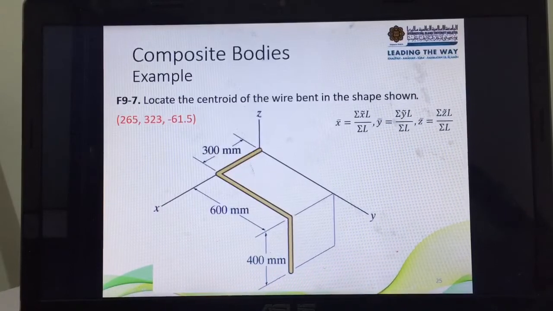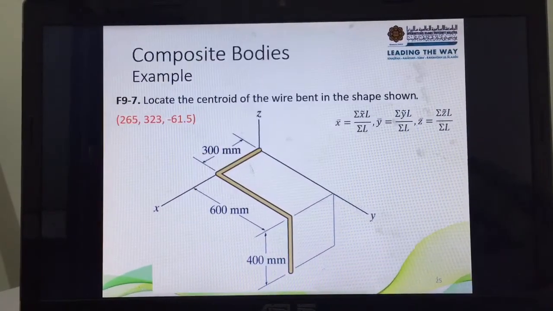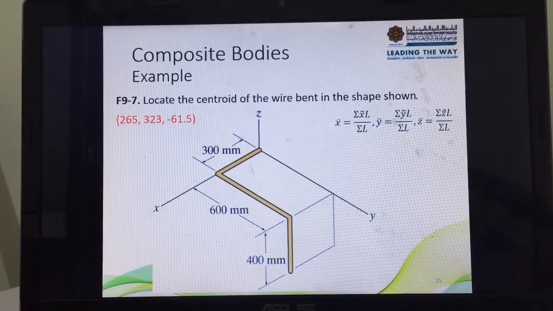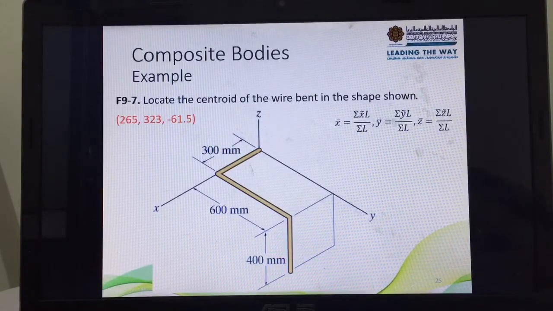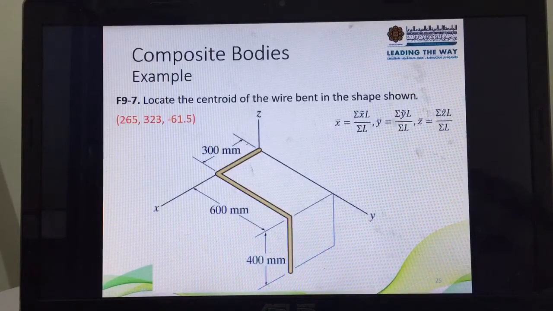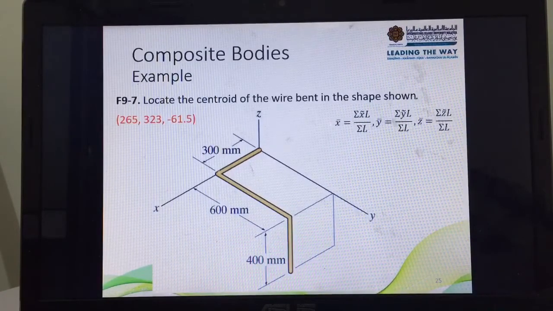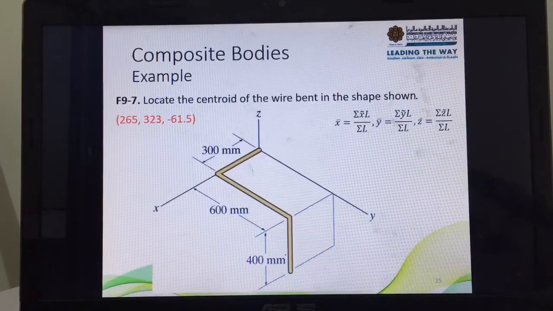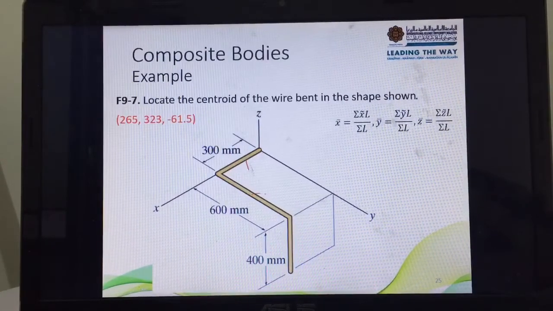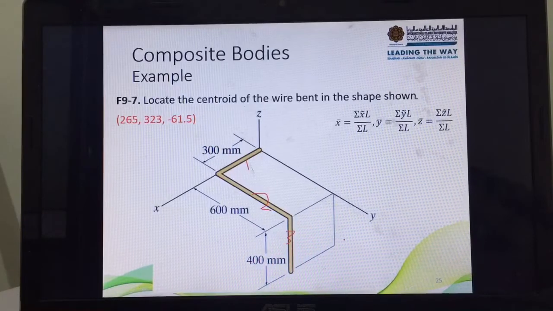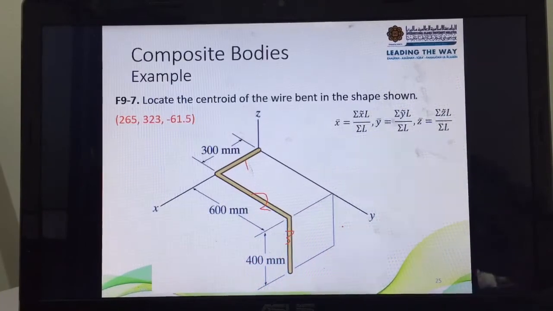Okay, for instance, a very simple one, a wire. Can you see that actually this wire is bent into 3 parts, right? From the origin 0 0, you have this length 300 millimeter, right? And then you have 600 millimeter length, and then you have 400 millimeter length. So actually you have the first one, second one, and the third part, right?